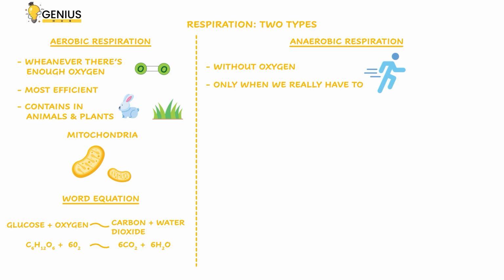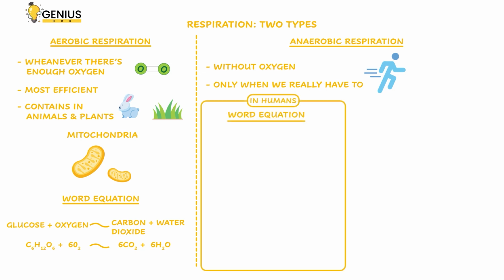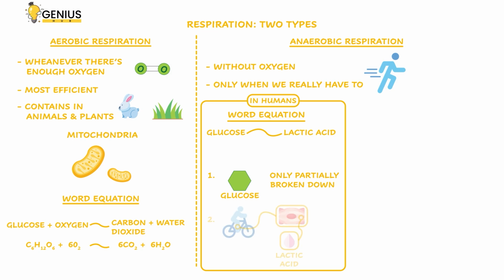We only use it when necessary, like during intense exercise when oxygen can't reach our muscles fast enough. In humans, the word equation is glucose gives lactic acid. There are 2 main reasons this isn't ideal. First, glucose isn't fully broken down, making it less efficient, as we can't extract all the energy. Second, lactic acid is produced, which is toxic and needs to be removed later.